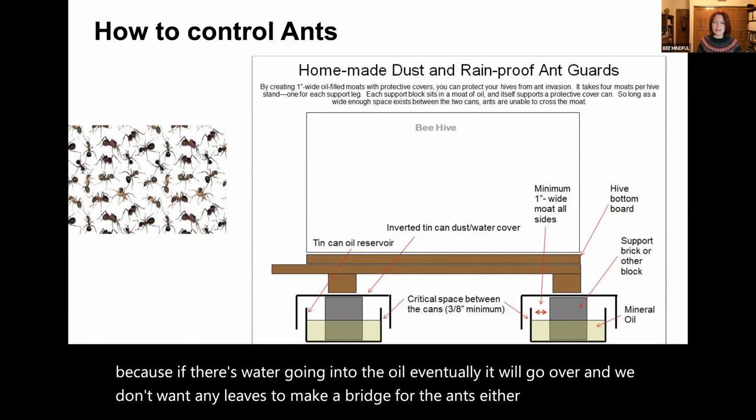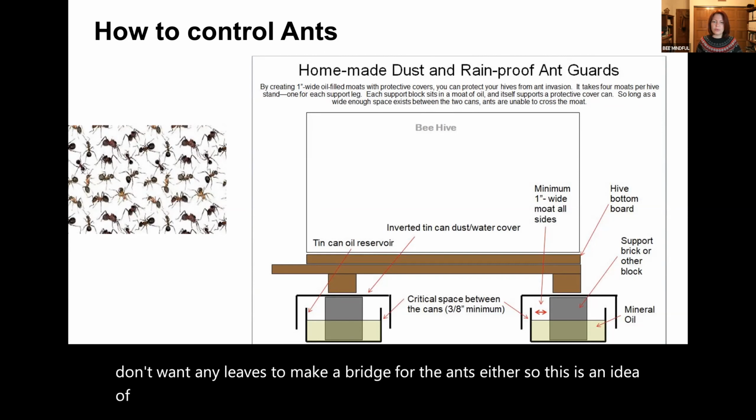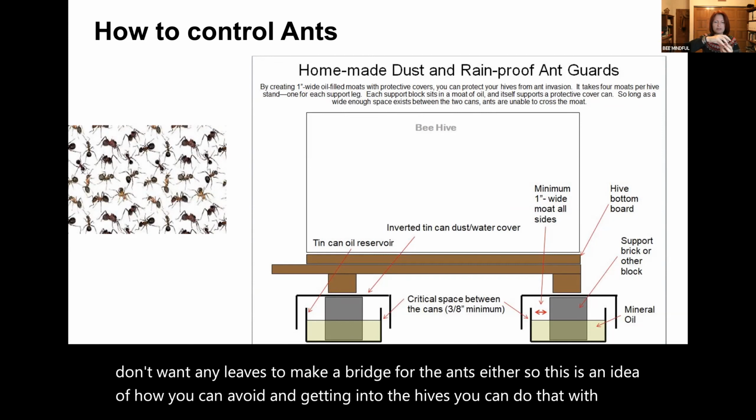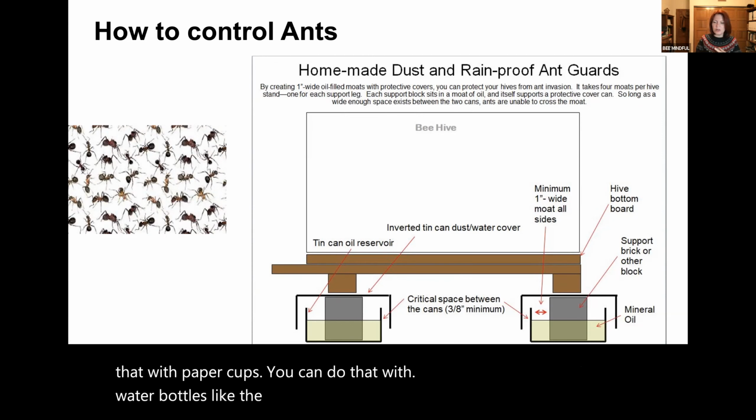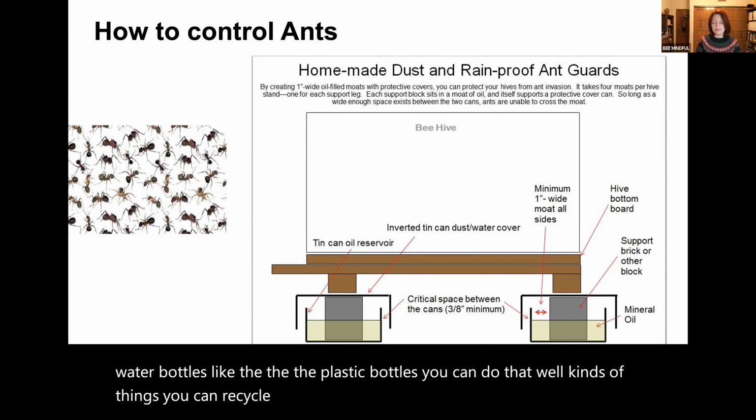So this is an idea of how you can avoid ants getting into the hives. You can do that with paper cups. You can do that with water bottles, like the plastic bottles. You can do that with all kinds of things. You can recycle those to do that.